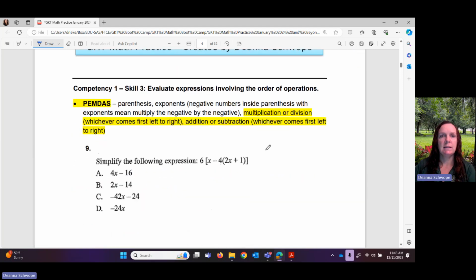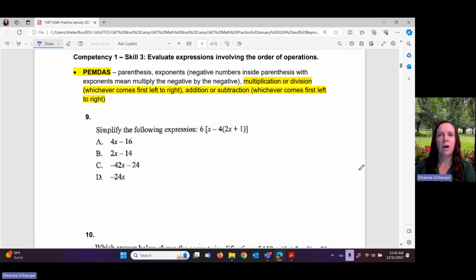All right, competency 1, skill 3. Order of operations, PEMDAS. So many people remember PEMDAS. Please excuse my dear Aunt Sally. Most people have no problem remembering it, but the problem they forget is what I have highlighted here. When you're talking about multiplication or division, it's whichever comes first from left to right.